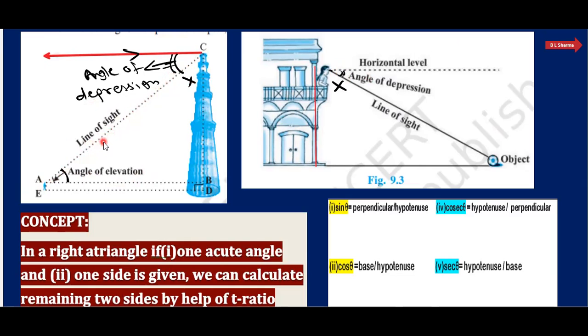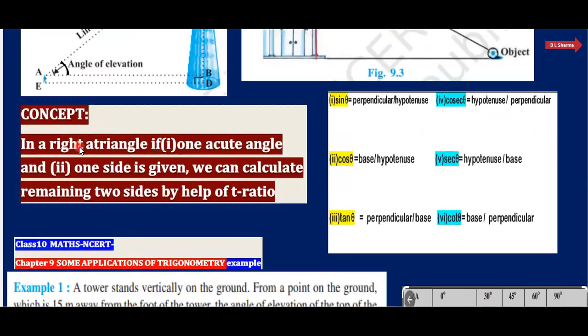line of sight. The basic concept of this chapter is that we have to determine the height and distance. In a right angle triangle, if one acute angle and one side is given to us, then we can calculate the remaining two sides with the help of trigonometric ratios. These are the T ratios: sine theta, perpendicular upon hypotenuse; cos theta, base upon hypotenuse; tan theta, perpendicular upon base; cosec theta, hypotenuse upon perpendicular; sec theta, hypotenuse upon base; and cot theta, base upon perpendicular.